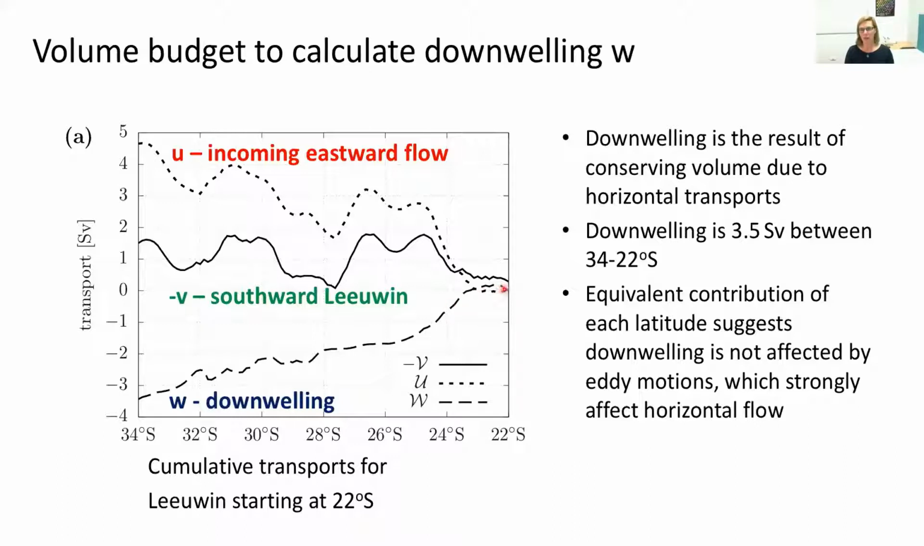And what we see is that the downwelling is a very steady increase as we move southward. So it means that there's not a lot of impact on this downwelling by eddy motions, which strongly affect the horizontal currents, because you see these strong upward and downward movements. But the total downwelling adds up to about 3.5 sverdrups along this west coast of Australia.